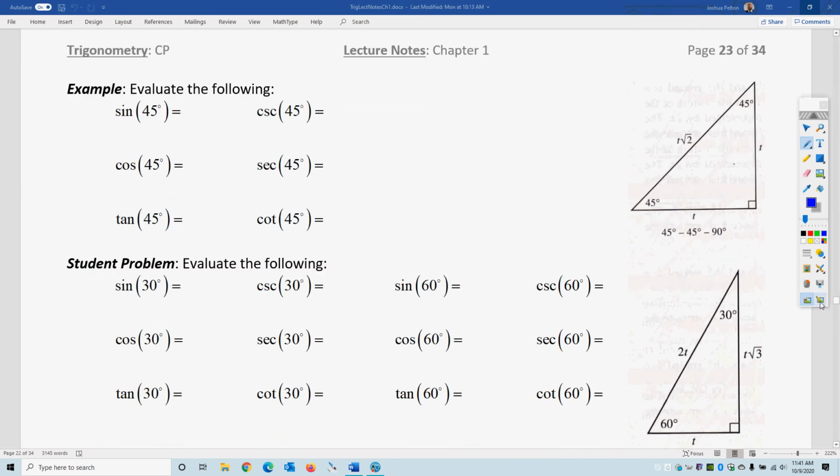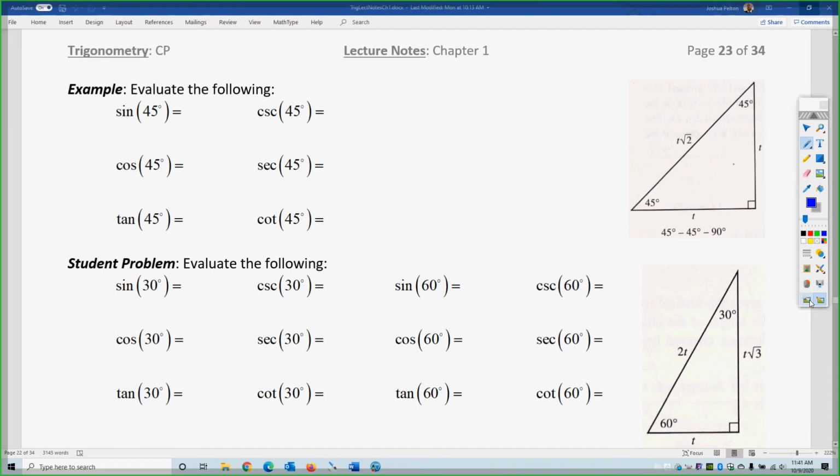So we can use this to translate back to the unit circle to get the ones we had from the unit circle video, but specifically for 45, 30, and 60. So if I take a 45-degree angle, it doesn't matter which one you take. So I'll just take this one, and that is my opposite, and that is my adjacent, and of course that is my hypotenuse. So sine is opposite over hypotenuse. So the t's cancel and leave me with 1 over root 2.